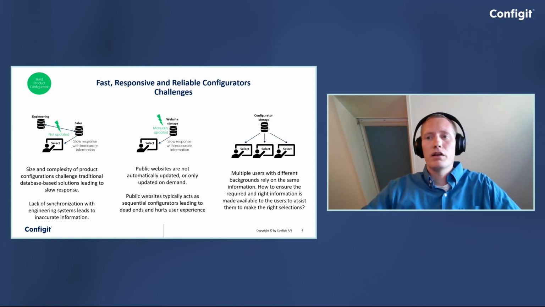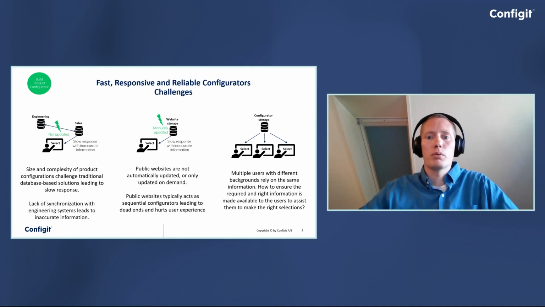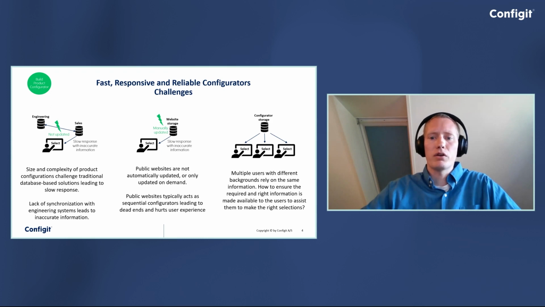And then finally, the third challenge that I would like to focus on is the scenario where you have multiple users with different backgrounds. It can be users working internally in your organization, but it can also be your end customers who sit at home on their sofa configuring your products. These users will have different needs and different requirements for what information they need in order to choose the right selections and options for your product along the way. So how do you make sure that you have the right information available and that you guide the user the best way possible?